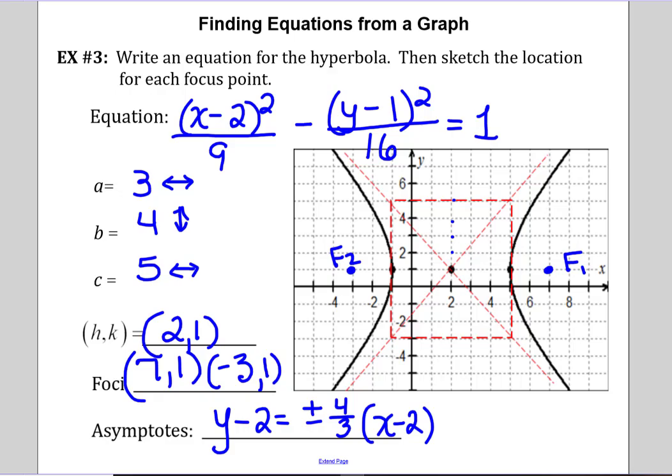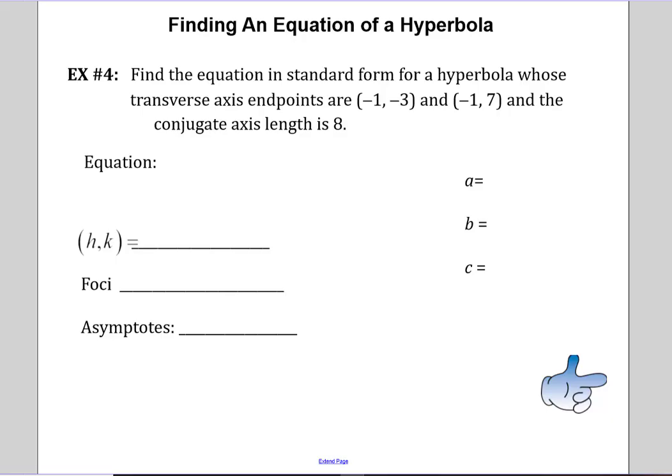Example 4, if you want, you can try this one on your own and come back to see if you worked it the way I did. So in this case, we want to find the equation in standard form for a hyperbola whose transverse axis endpoints are located at (-1, -3) and (-1, 7).